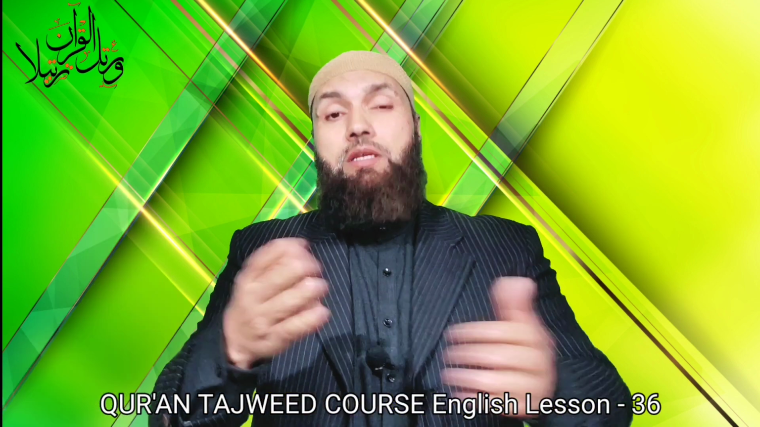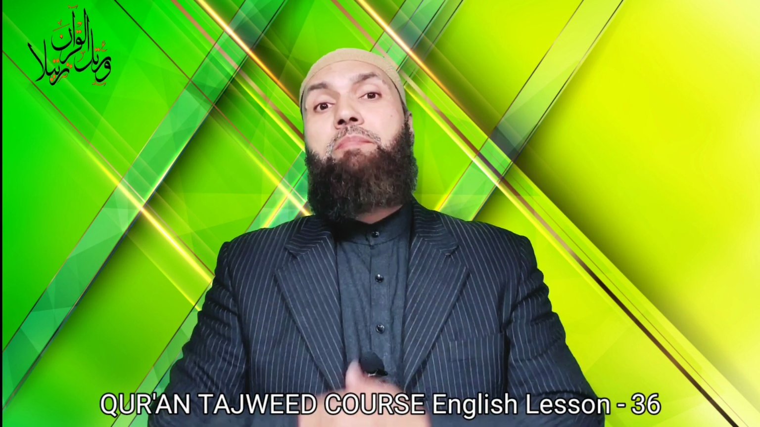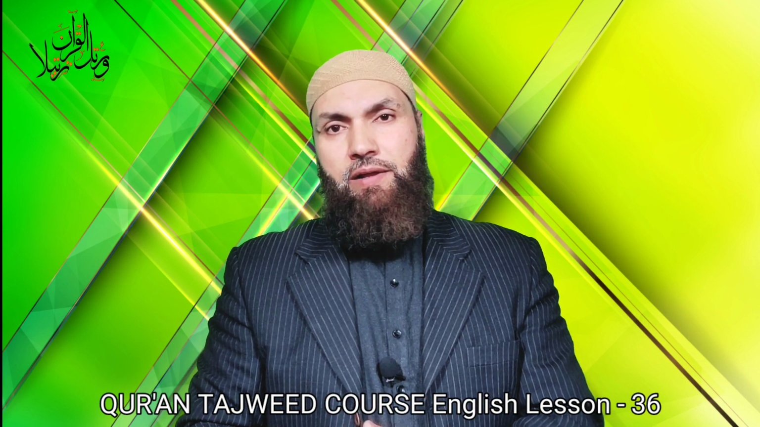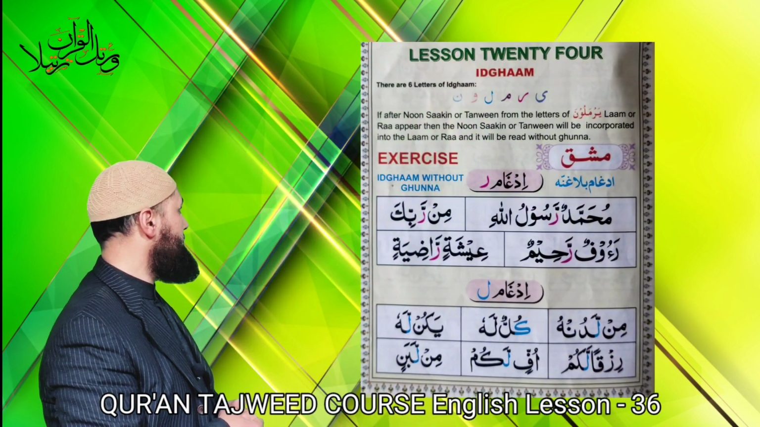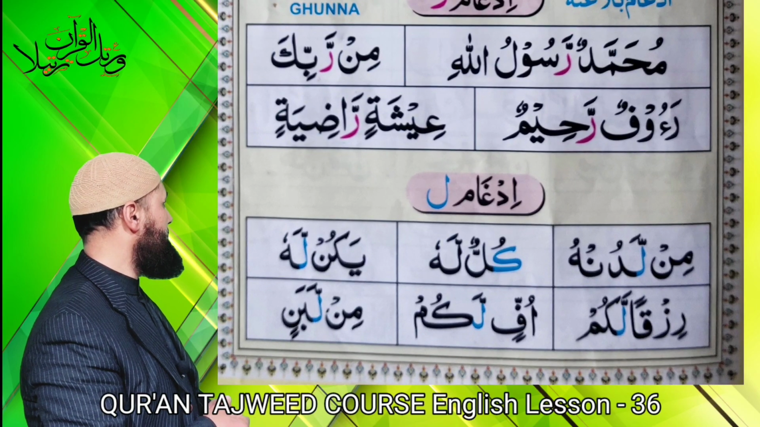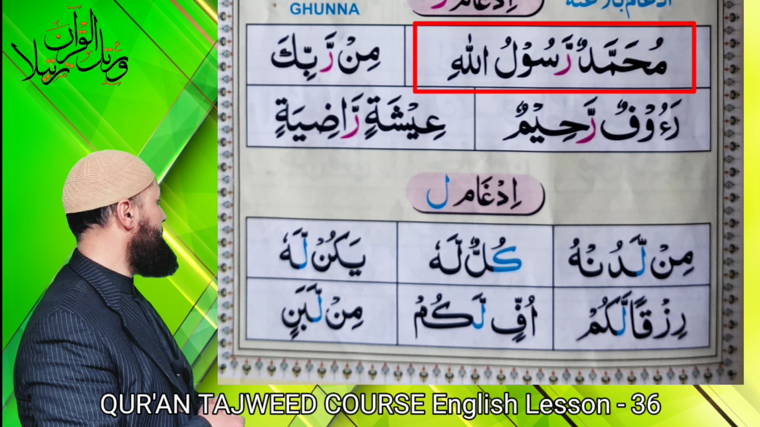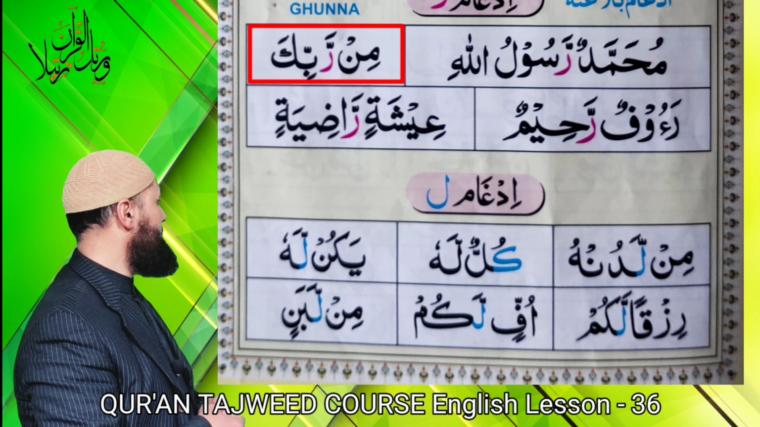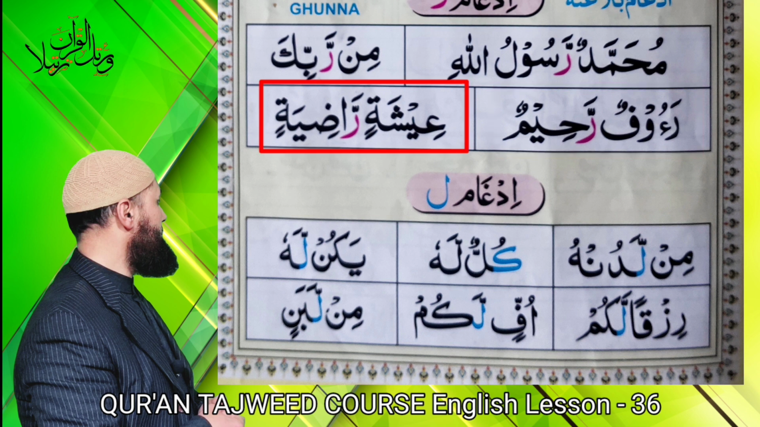Okay? Now let's read some examples of these idgham naqis and idgham kamil from Nurani Qaida, lesson number 24. Idgham of noon saakin or tanween before the letter ra. Muhammadur Rasulullah, min rabbika, ra'ufur rahimun, 'ishatir radiyatin.